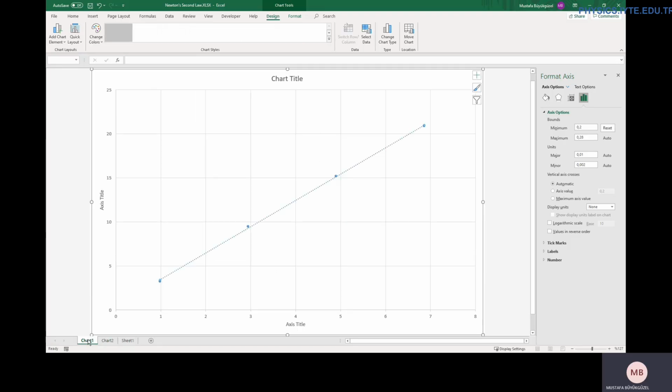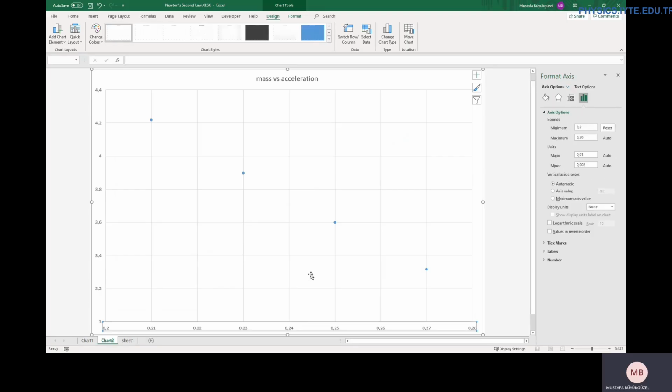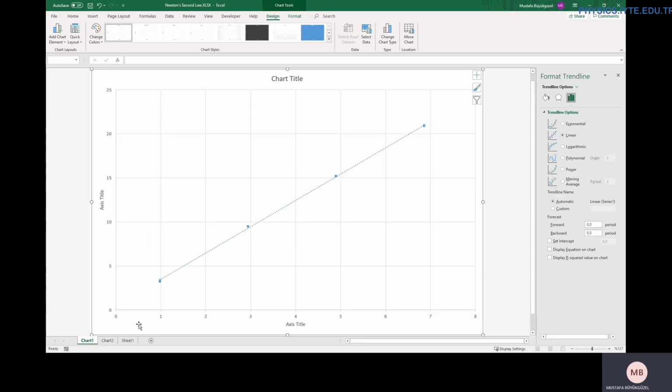So just by looking at these two charts, I can confirm that in fact Newton's second law holds true while explaining the effects of force and mass on an object.